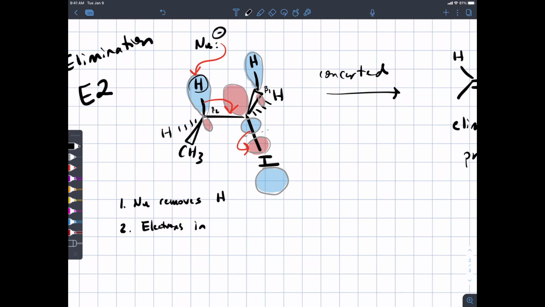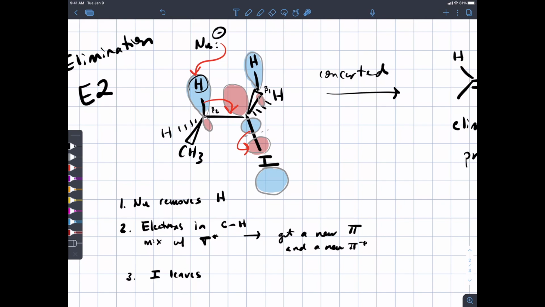You could say that electrons in the CH bond mix with the sigma star. I don't know what the best way to say that is, but we get a new pi bond and a new pi star. And if we stop there, we'd have too many bonds to carbon, so iodide leaves. So those three things happen in a concerted way at the same time.